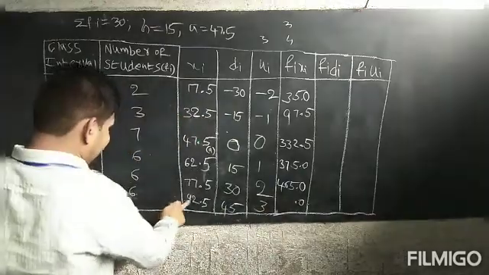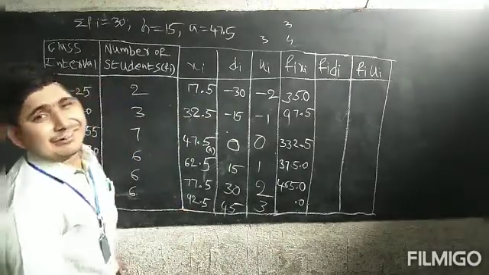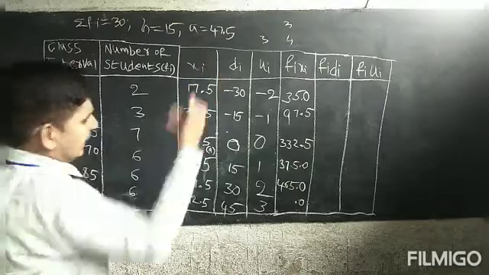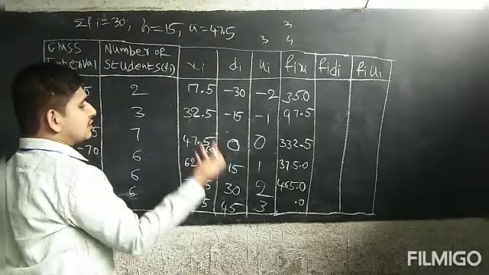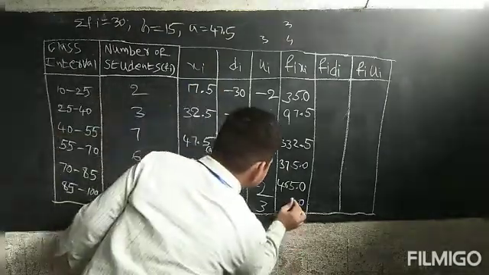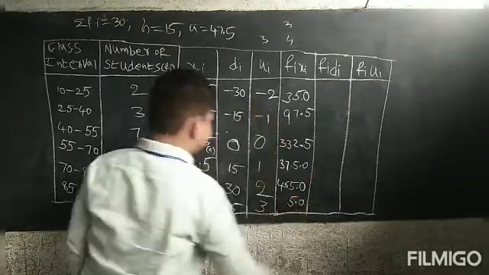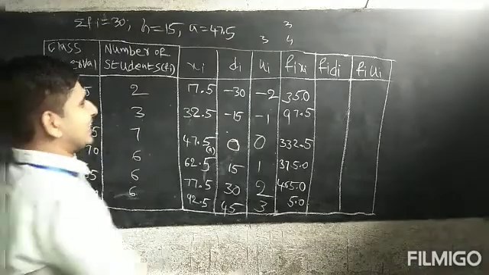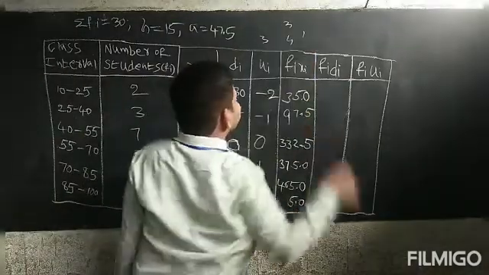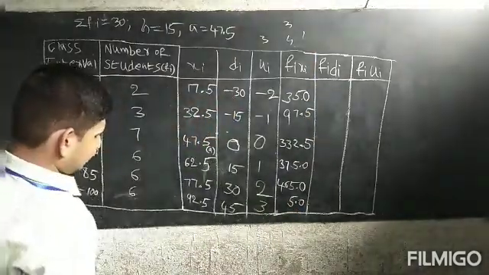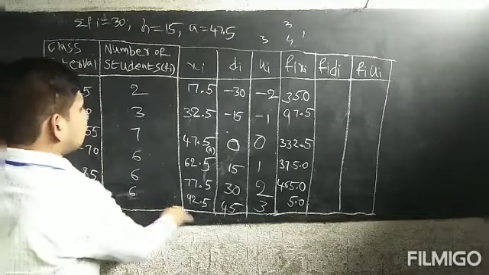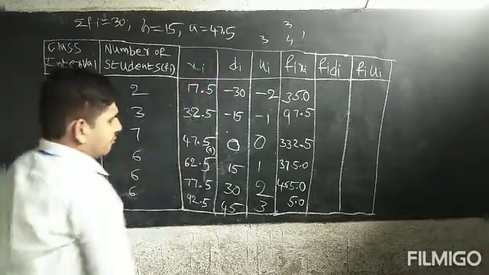Now 6 2 is 12. 12 plus 3, how much? 15. Okay, now take 1. Now 6 9 is 54. 54 plus 1, 55.